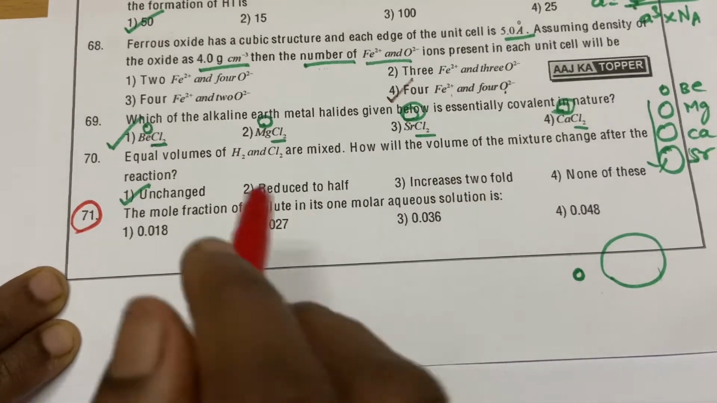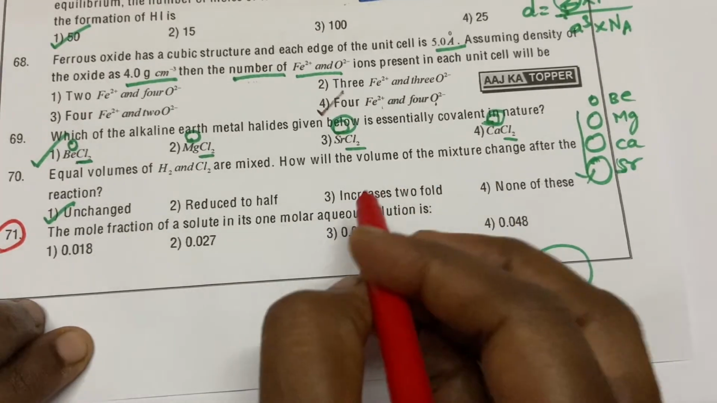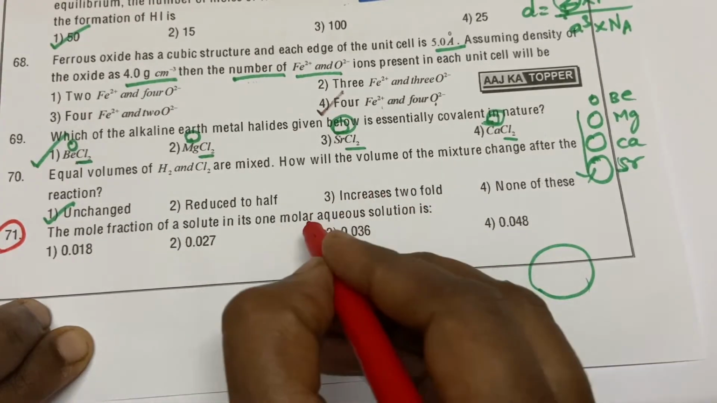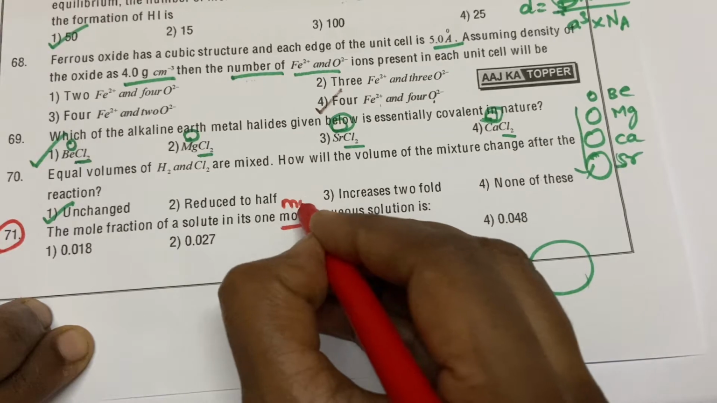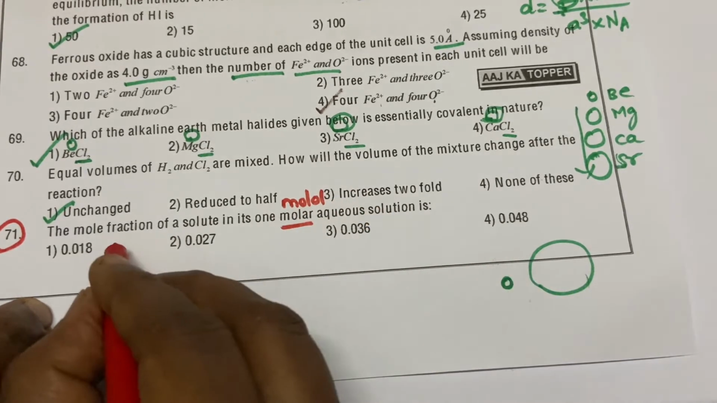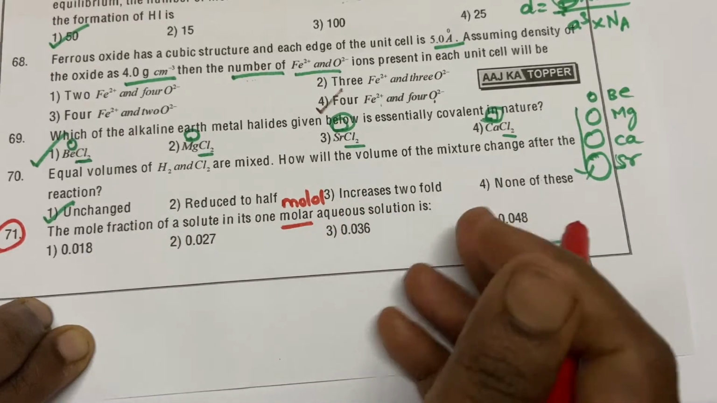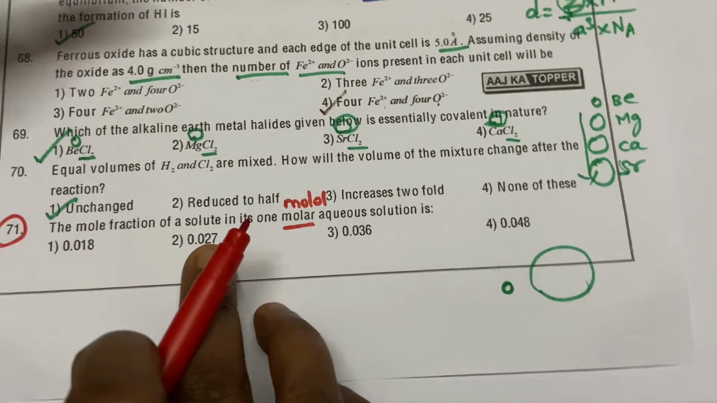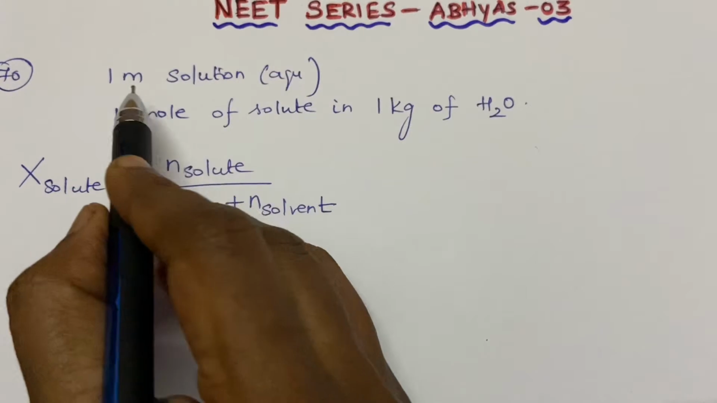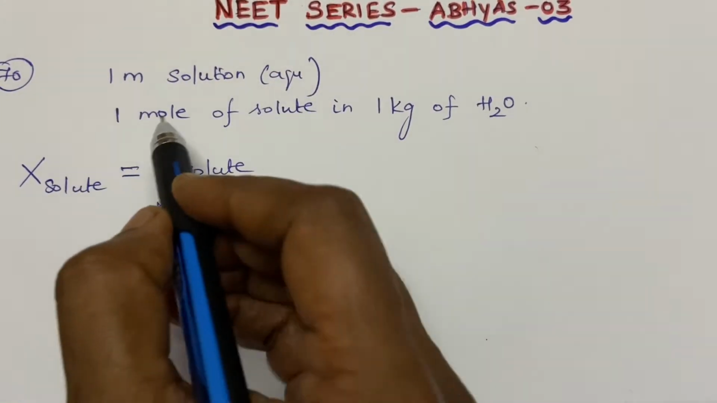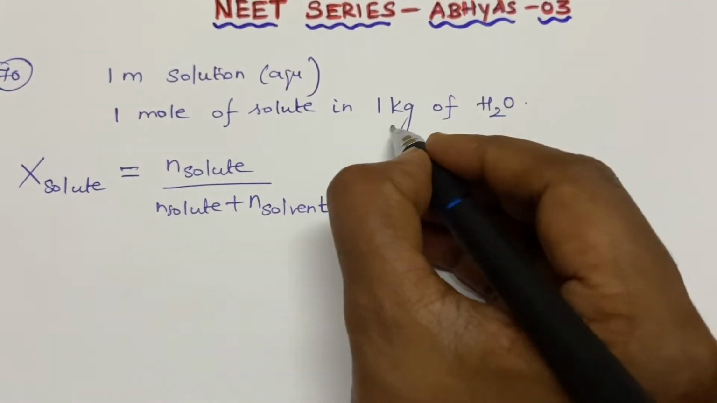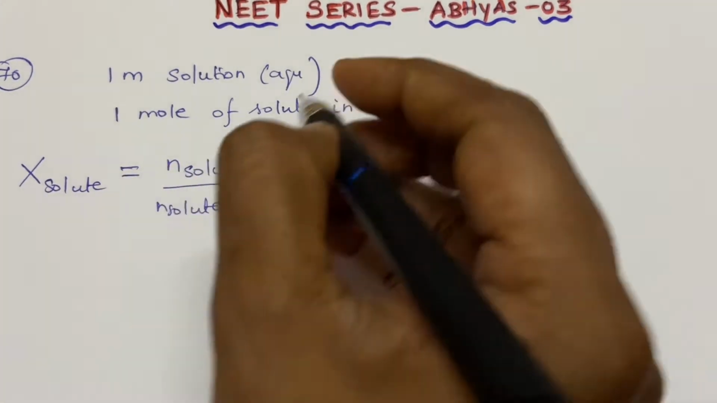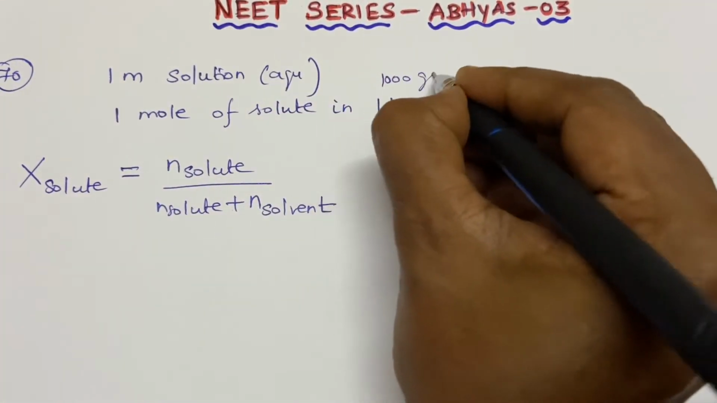The mole fraction of a solute in its 1 molar solution. Students, please check this, this is 1 molal. We cannot find the mole fraction of a 1 molar solution if its density is not given, so it is 1 molal. We have to find the mole fraction of the solute. A 1 molal aqueous solution means 1 mole of the solute is present in 1 kg, or 1000 grams, of water.